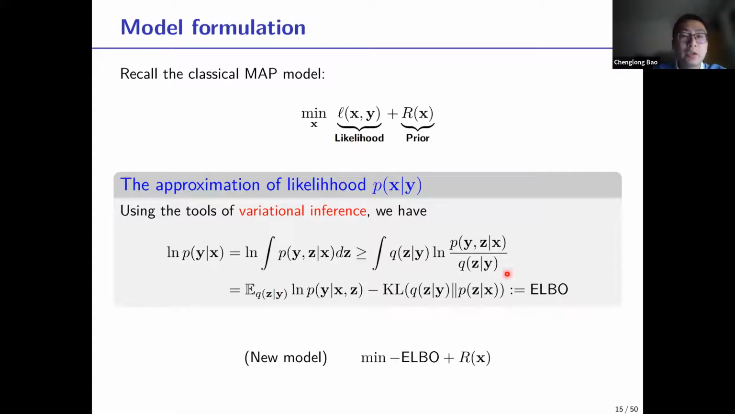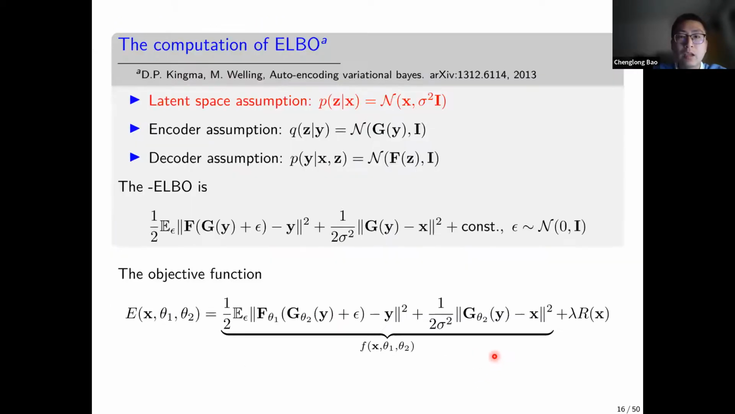We simply reproduce this ELBO in this likelihood. So we get our new model like this. It's a very simple model. The next step is to obtain the computation of this ELBO so that we can try to minimize it and get the estimation of the true image. By the recent work on the variational autoencoder, if I impose 3 assumptions on this ELBO, then we can get the exact representation of this ELBO.